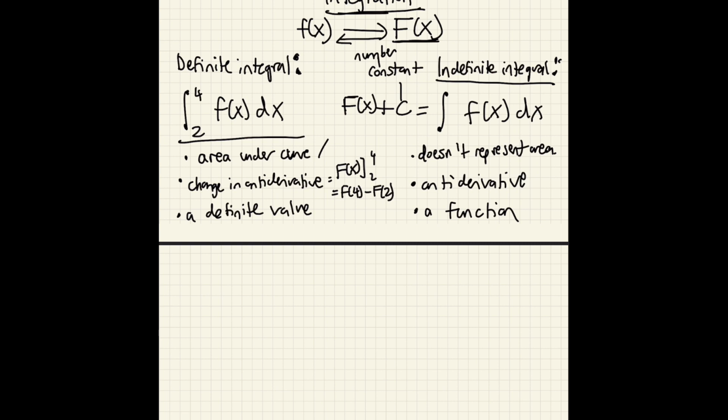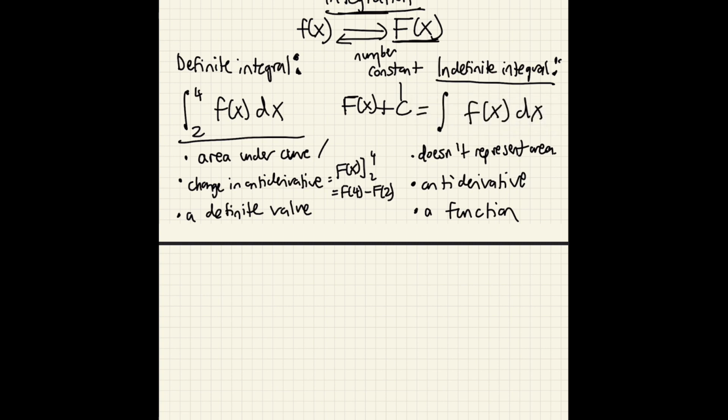Because recall, differentiating is finding the derivative. Finding the gradient. The gradient of a number is just a straight horizontal line. Right? y equals 2, for example, is a straight horizontal line. So the gradient is 0. So if you differentiate a constant, you get 0.